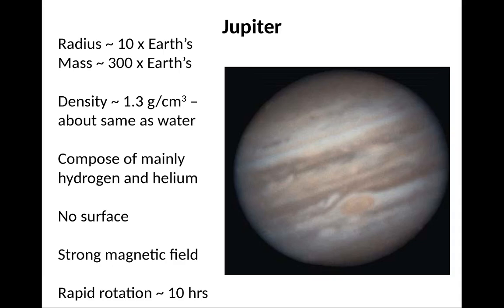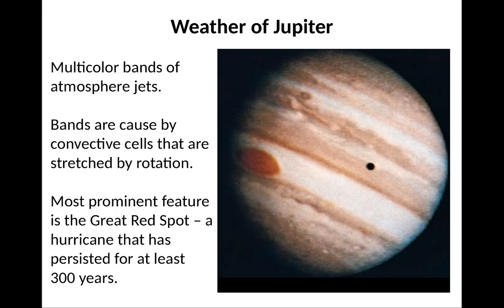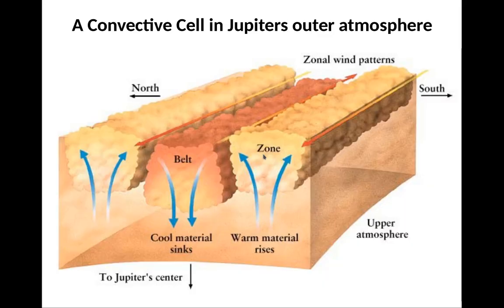There is no surface. There's an extremely strong magnetic field on Jupiter. It has very rapid rotation, about 10 hours. There's actually quite a bit of weather on Jupiter because of a very thick atmosphere. These multicolored bands you see on Jupiter are atmospheric jets. The bands are caused by convective cells that are stretched out by rotation, and the most prominent feature is the so-called Great Red Spot, which is a hurricane that was first observed by Galileo and has been persistent on the Jupiter surface for at least 300 years now.